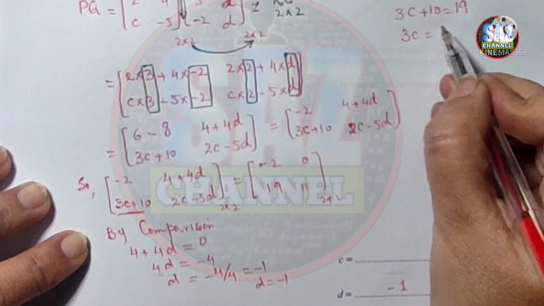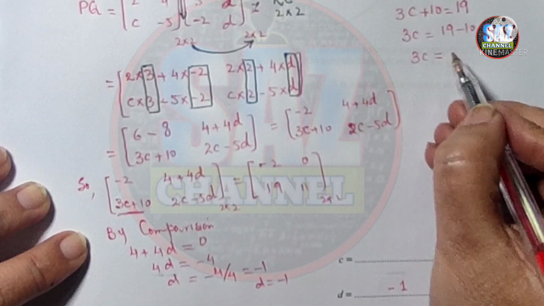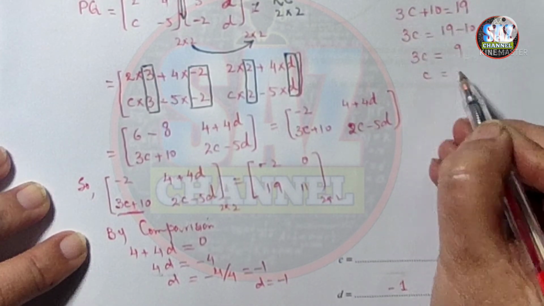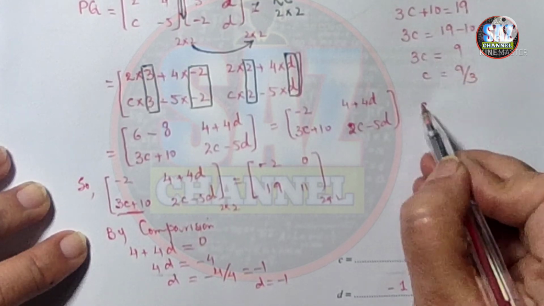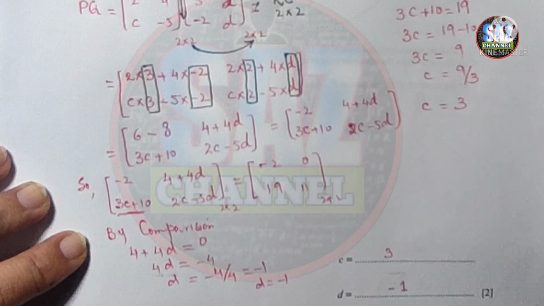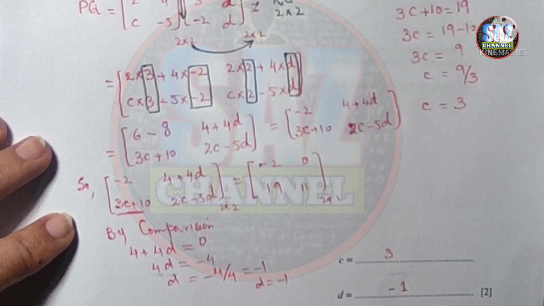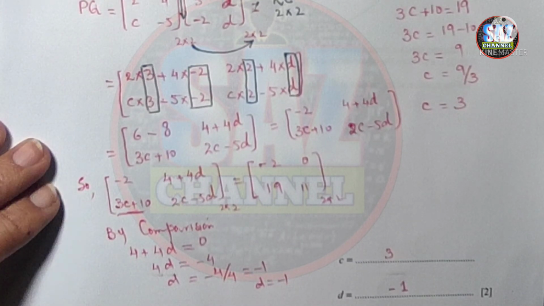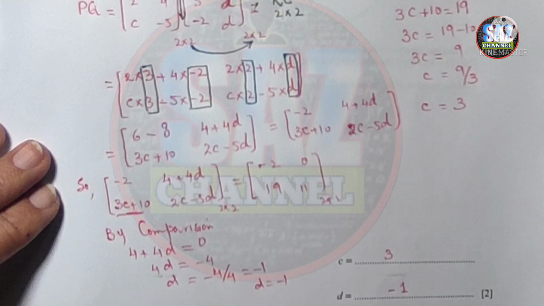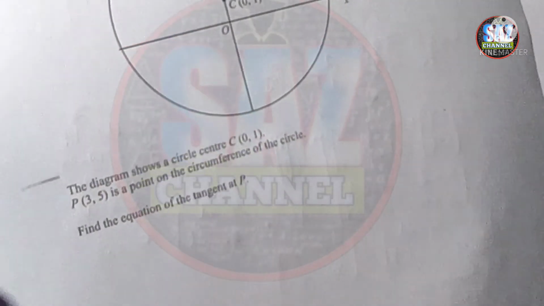Shift 10 to the other side, 19 minus 10, so 3c equals 9, and c equals 9 by 3, and c equals 3. So I have to fill up the answer space as well. c equals 3, a really easy and important question. Through this question we have almost completed the whole topic that we have learned: addition, subtraction and multiplication of matrices. Moving to the next page and next part, let me see the question.